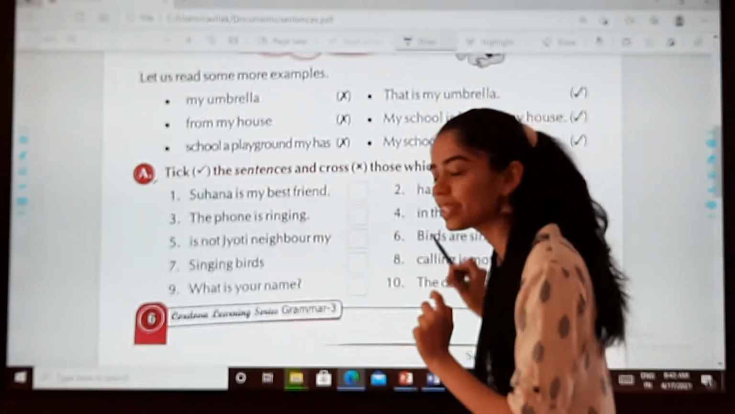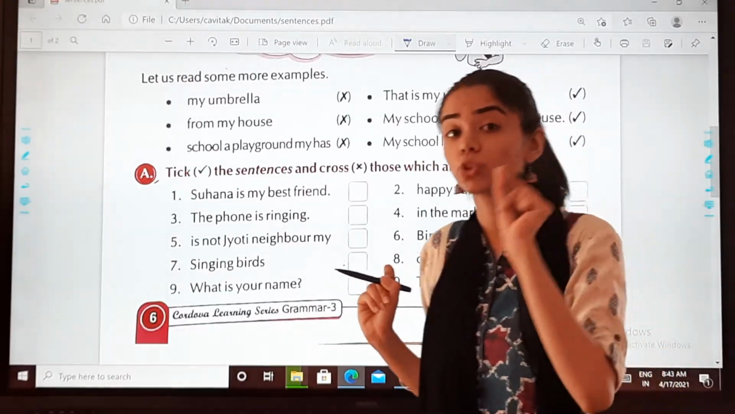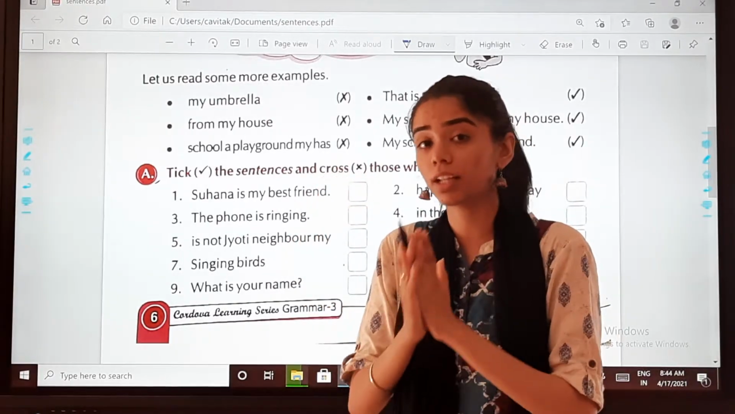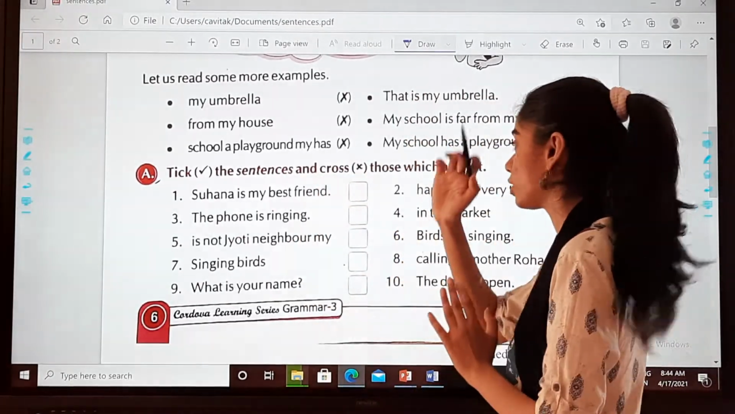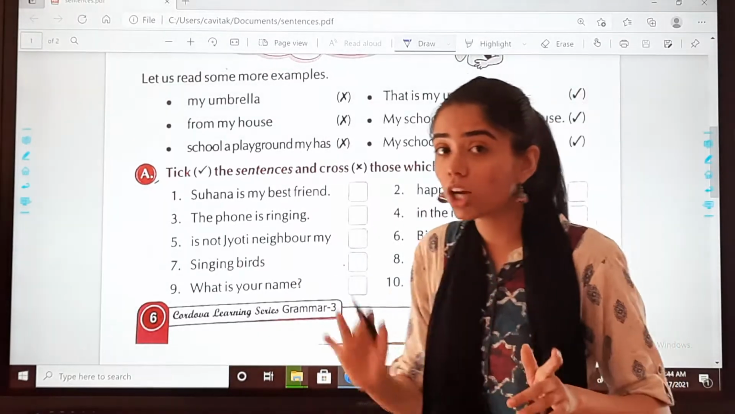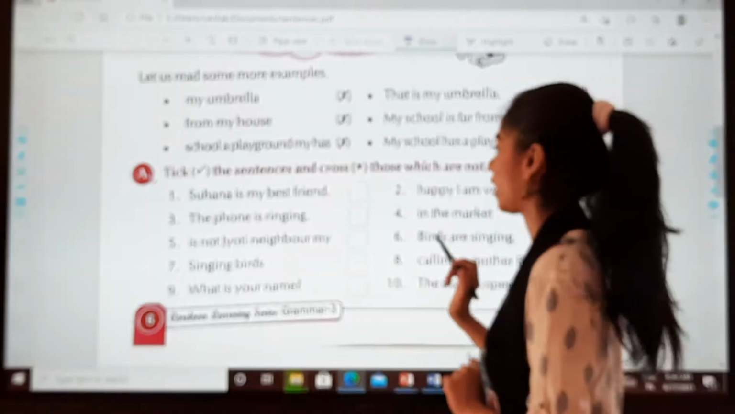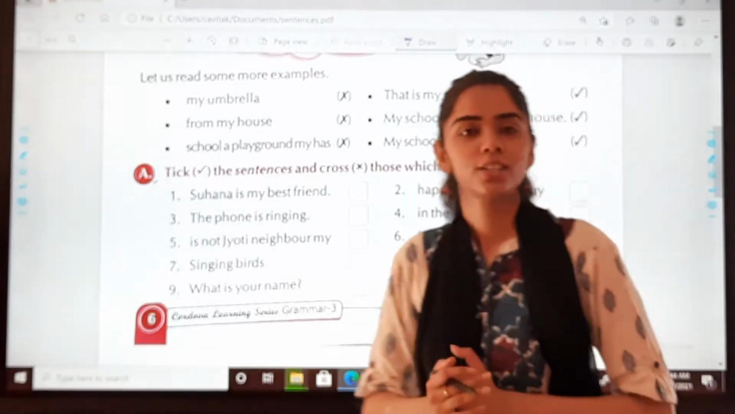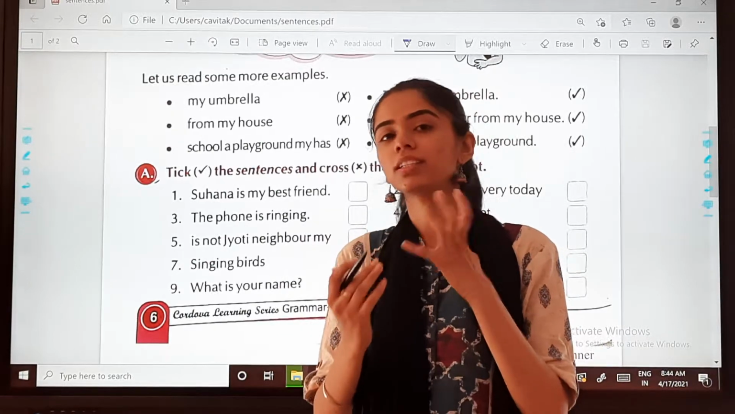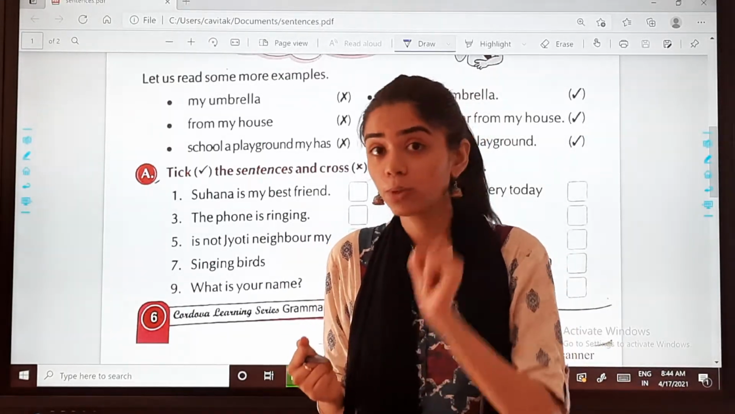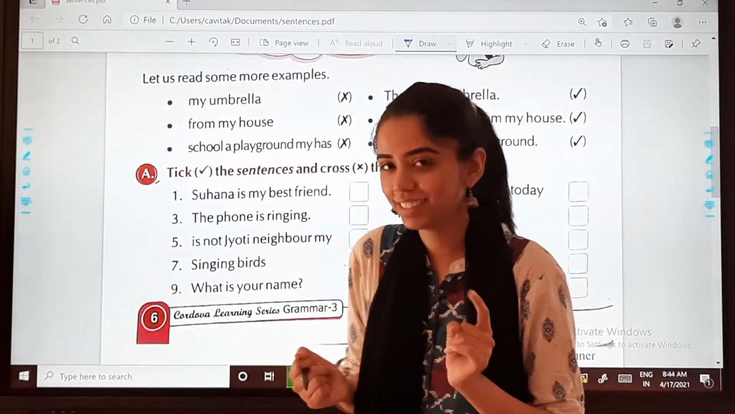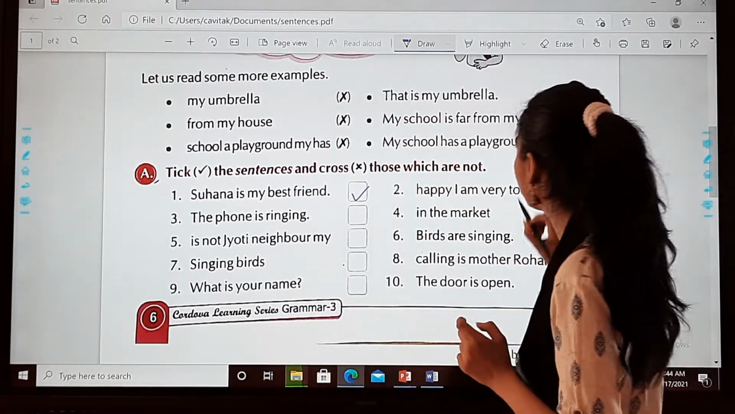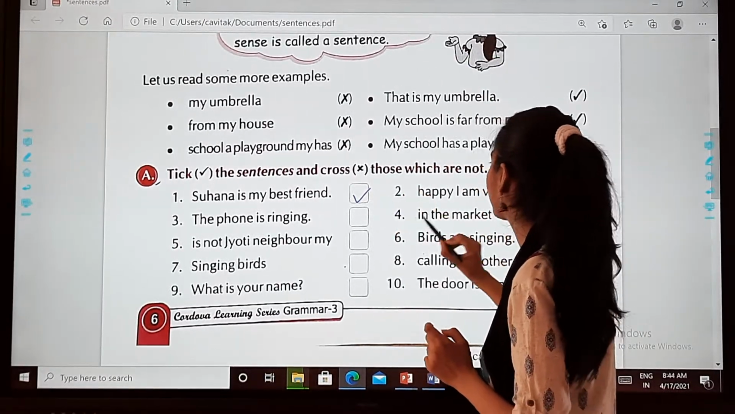There are certain sentences given and इनमें से जो sentences actually correct हैं, that is the group of words that are making complete sense, we have to tick correct, and if it is not, a cross. Let's start. Suhana is my best friend. So, do you think it is making sense? आपको लग रहा है ये correct है? Yes. So we'll just put a check mark.